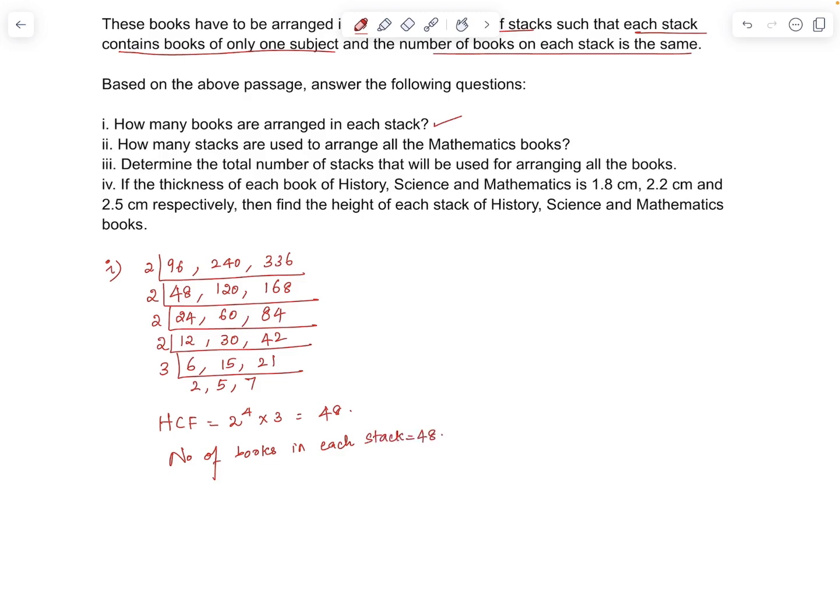Question 2. How many stacks are used to arrange all the mathematics books? So the number of stacks for math books is equal to total math books upon books per stack, which is 336 upon 48, which gives us 7.